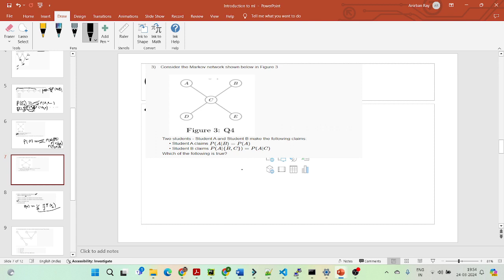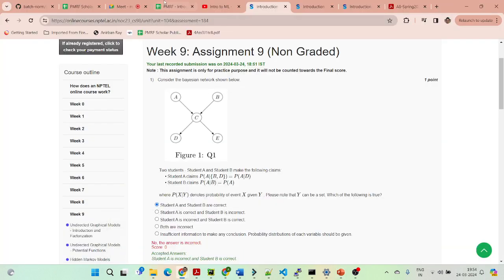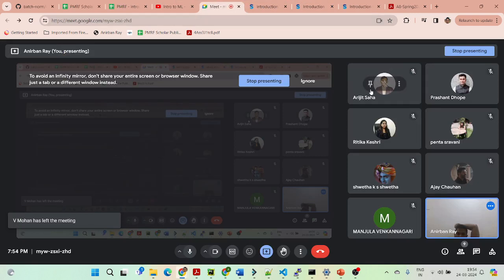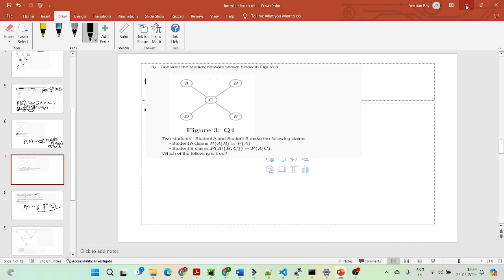So Arijit, you can explain this one. Arijit is the name, right? This one, question number 3. Undirected in place of directed. This is undirected, no? So how will we approach here?